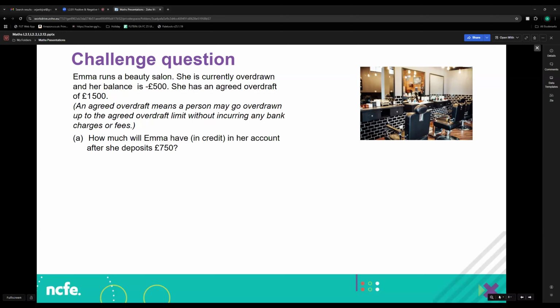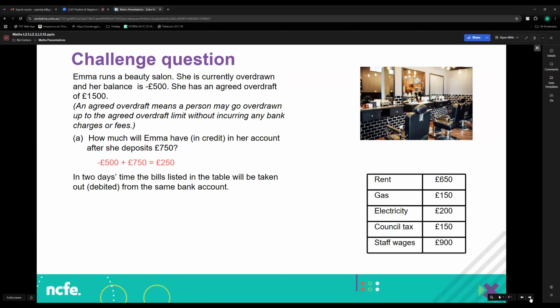After she puts in 750 pounds in her account, now she's minus 500. 250. Absolutely. Well done. That is correct. So minus 500 plus 750 is 250. Absolutely correct. Now, did you do that by doing minus 500 plus 750?